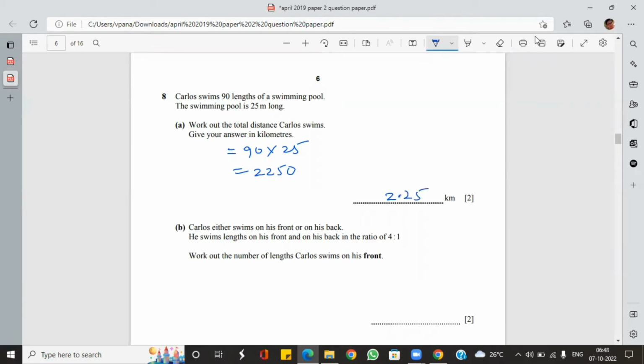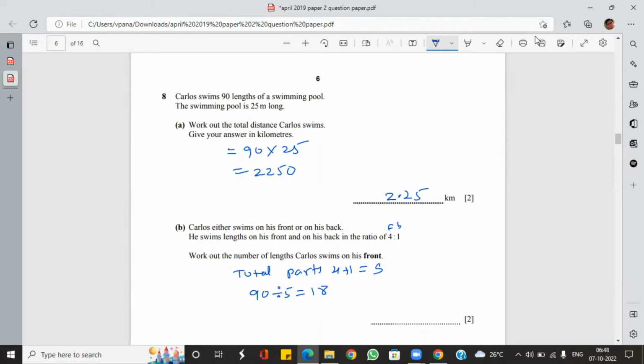Now, Carlos either swims on his front or on his back. He swims lengths on his front and the back in the ratio 4 is to 1, so this is front and this is back. Work out the number of lengths Carlos swims on his front. So we find the total parts. So total parts here is 4 plus 1, that is equal to 5. So the total is 90. Carlos swims 90 lengths in total. So 90 divided by 5, we get 18 is the value of each part.